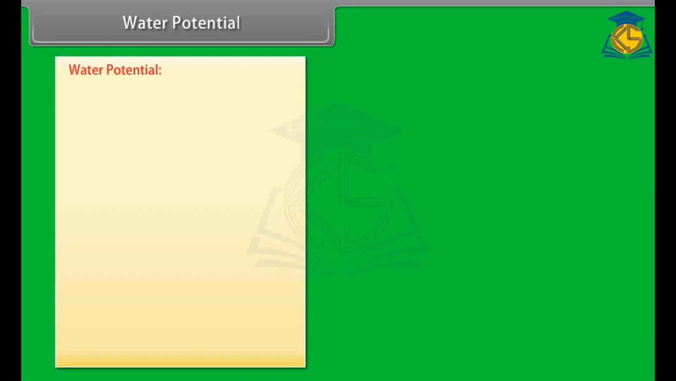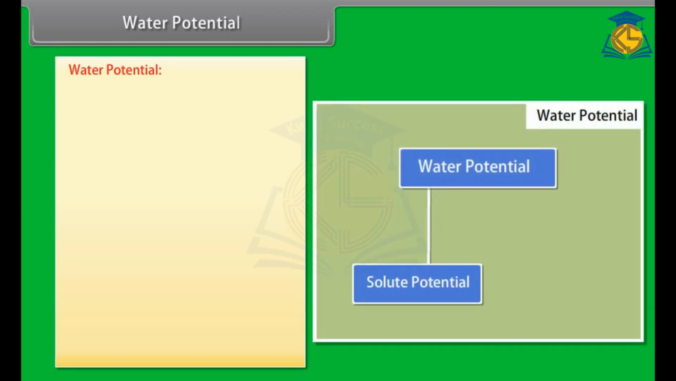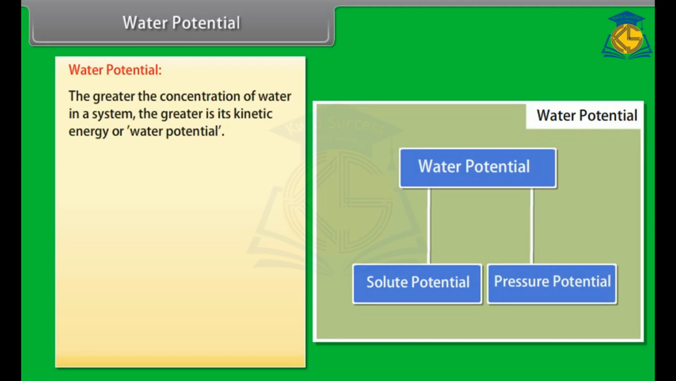Water potential. To comprehend water-plant relations, we need to know certain standard terms. Water potential is a concept fundamental to understanding water movement. Solute potential and pressure potential are the two main components that determine water potential. Water molecules possess kinetic energy. The greater the concentration of water in a system, the greater is its kinetic energy or water potential. Hence, it is obvious that pure water will have the greatest water potential.